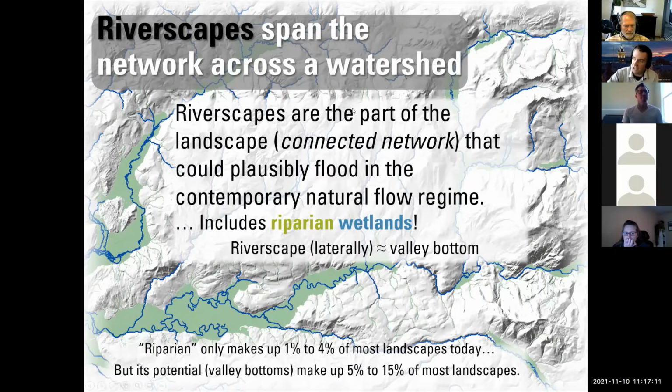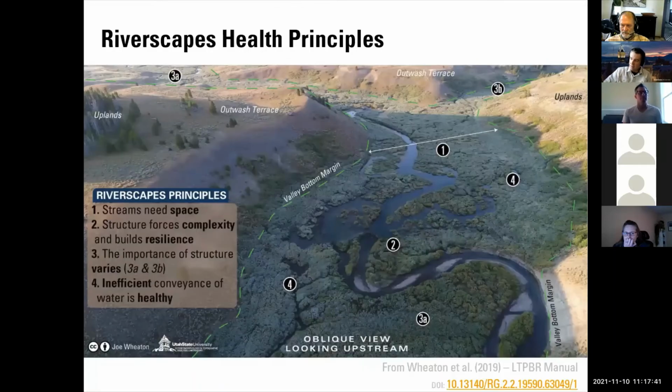So this definition, that the riverscape is the part of the landscape that could plausibly flood in the contemporary natural flow regime, gives us a window into looking at the realm of what's possible, what still could be possible. And we've dramatically underestimated what's been lost, and what's possible here. So part of what we're doing is trying to get a better handle on that.